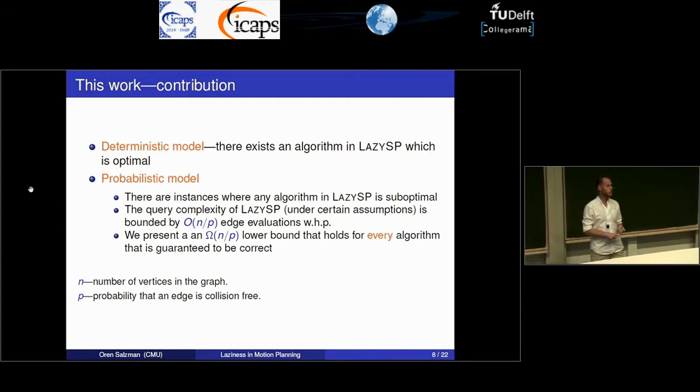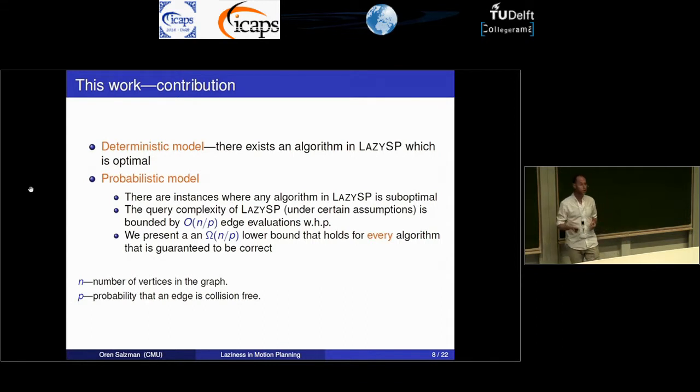One is a deterministic model where we have this roadmap and every edge is known in advance, whether it's collision-free or not. Here we show that in this deterministic model, there's always an instance in this family of algorithms, LAZYSP, that is edge optimal, that computes the minimal number of edge evaluations, which is great.